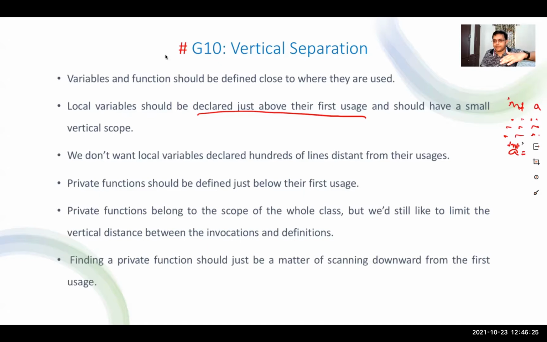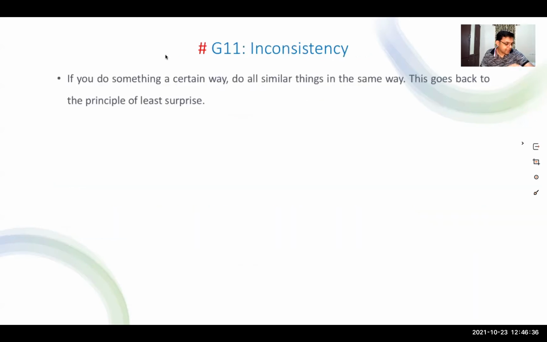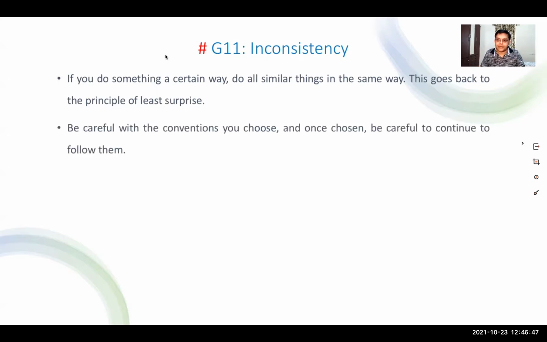So whenever I find a private function, I can just scroll down, see that function, and understand whatever is required, and I can come back also. That is the whole point. Another thing is inconsistency. If you do something in a certain way, do similar things in the same way. This belongs to the principle of least surprise. Like we discussed, fetch, get, retrieve kind of things. Whenever you stick to something, stick to that thing.